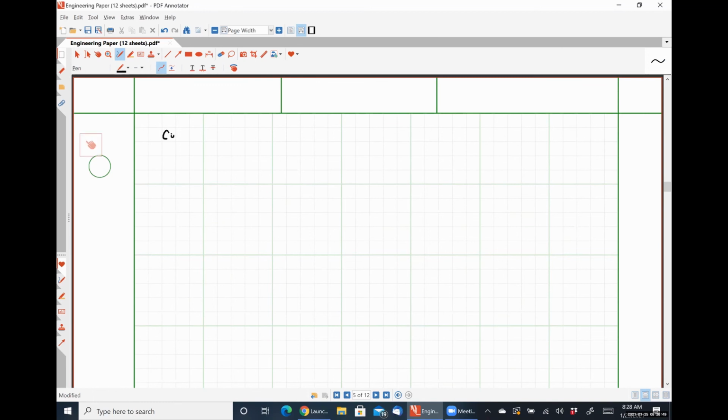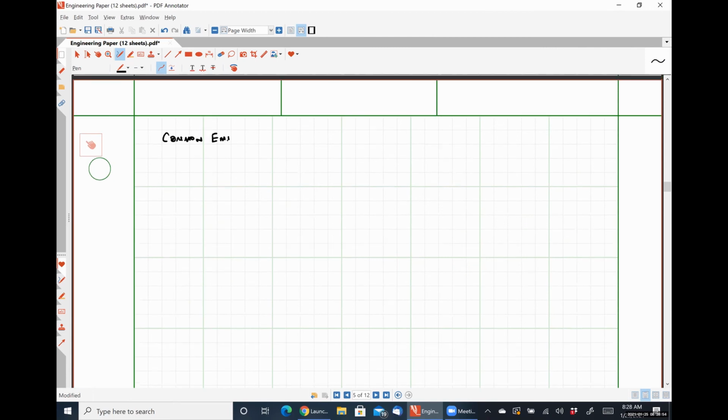So common emitter with emitter degeneration and base resistance. So we might have a circuit that looks something like this.